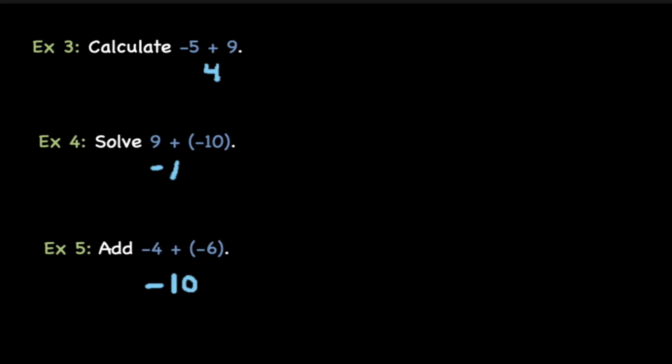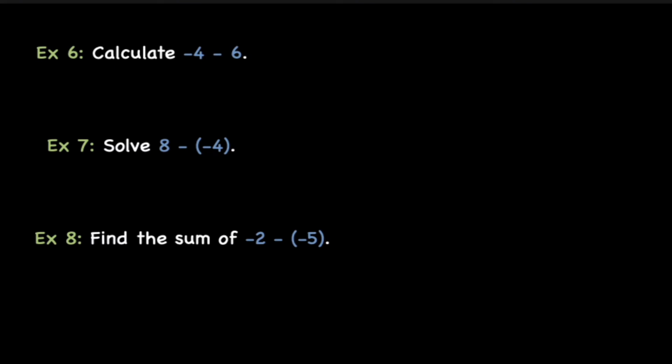Okay, so let's go over some more examples here. For example 6, we're told to calculate negative 4 minus 6. So notice we have negative 4 minus 6. We have two negative numbers here. So all we're going to do is add the numbers together and apply the negative sign to the answer. So 4 plus 6 is equal to 10, right? However, we're adding two negatives together, therefore the answer will be negative.